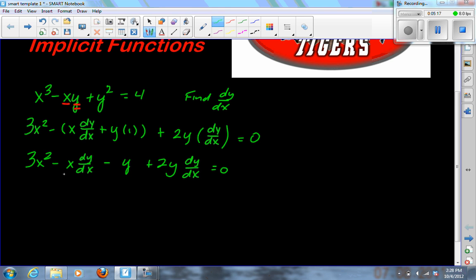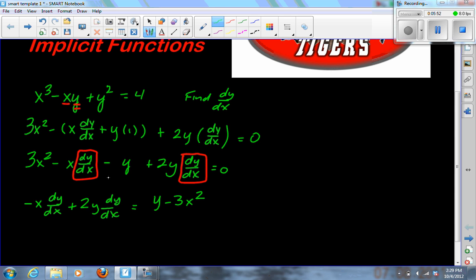Okay, and we're still trying to solve for dy dx, which means we still need to get dy dx equals everything else. So we want to keep everything with the dy dx, like this term and this term. So all of this and all of this need to stay on the left. These other two need to go over to the right side. So we have negative x dy dx plus 2y dy dx equals, bring the y over here, so it'll be a y, bring the 3x squared over here, minus 3x squared. So all I did was keep these two on the left side, put these two on the right side.